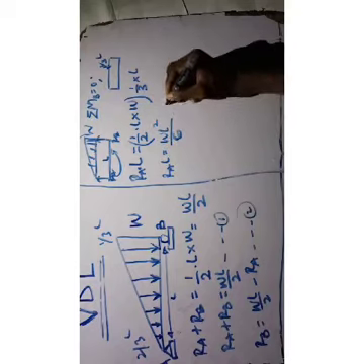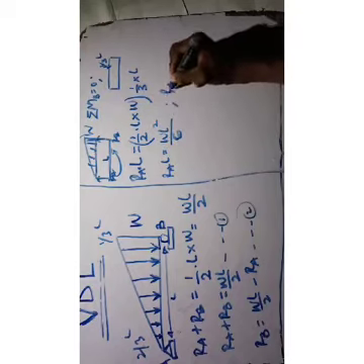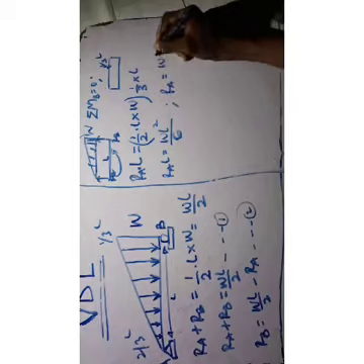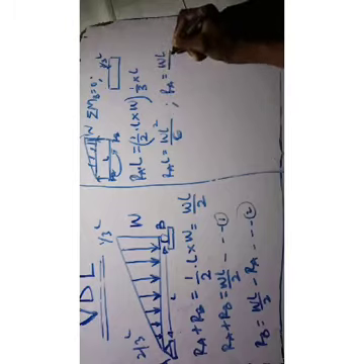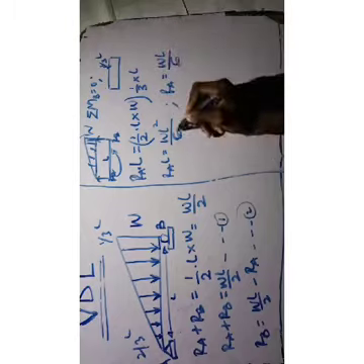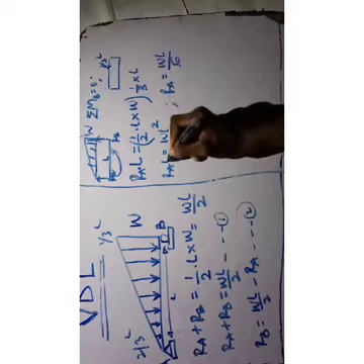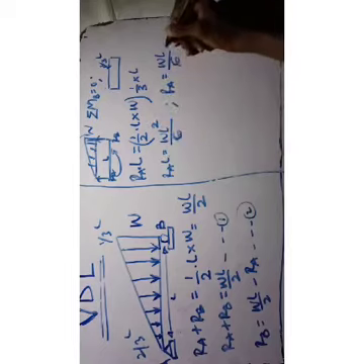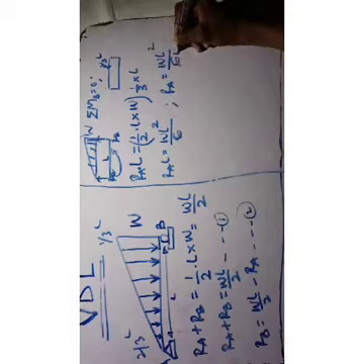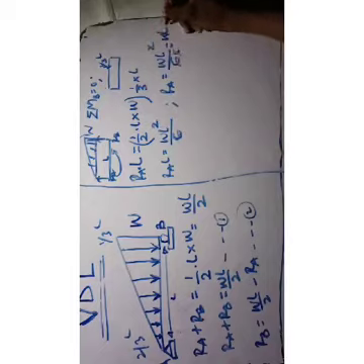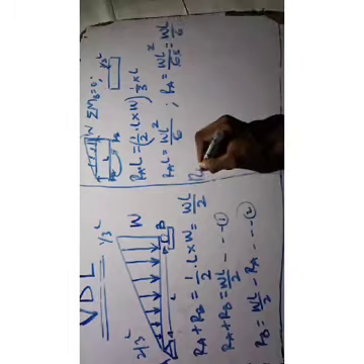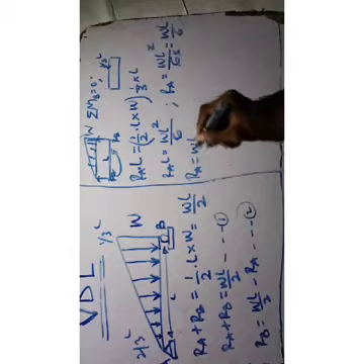So I'm going to have RA equals WL over 6, because L will cancel here. So I have my answer as WL. So that is, I have RA equals WL over 6.